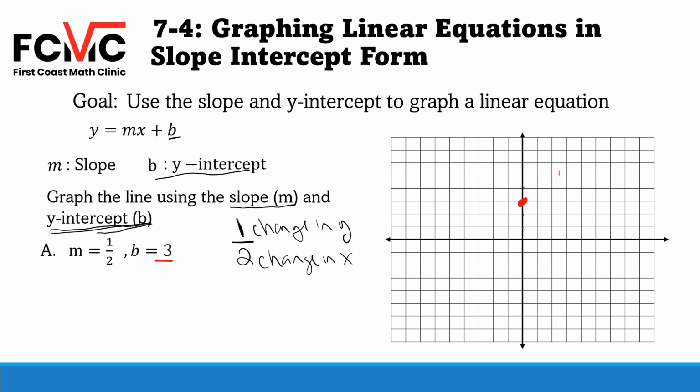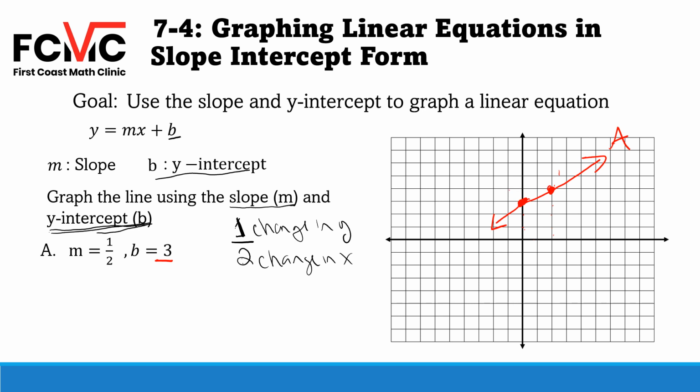This means we're going to go up 1 and right 2, because we have a positive 1 and a positive 2. Starting at that y-intercept at 3, we're going to go up 1, and then right 2, 1, 2. So this is going to be our second point, at (2, 4). Connect these two points, and that's our line. This is going to be line A.